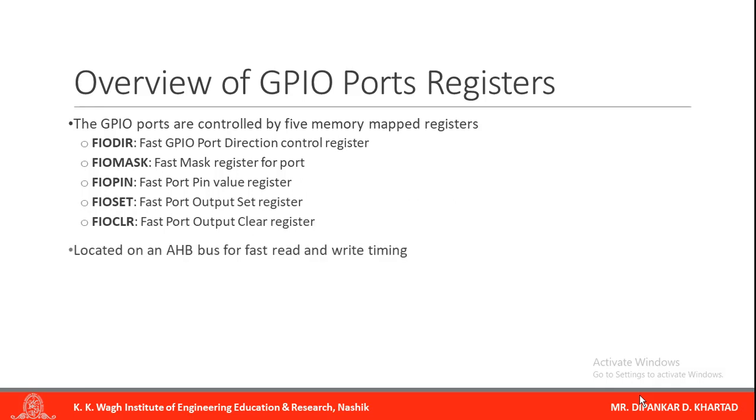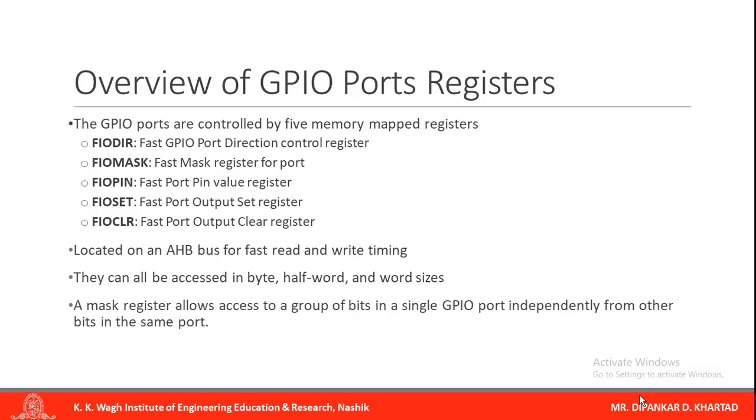AHB stands for Advanced High Performance Bus, for fast read and write timings. They can all be accessed in byte, half word and word sizes. A mask register allows access to a group of bits in a single GPIO port independently from other bits in the same port.